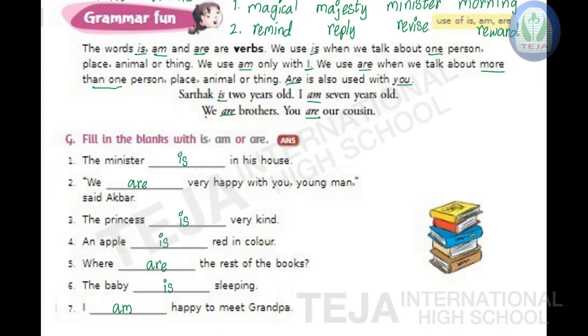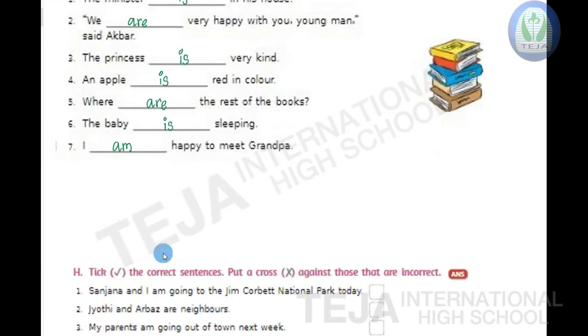Okay. Now let's read the fill in the blanks, children. Here first one: The minister is in his house. Second one: We are very happy with you, young man, said Akbar. Third one: The princess is very kind. And fourth one: An apple is red in color. Next: Where are the rest of the books? The baby is sleeping. And the last one is I am happy to meet grandpa. So that is about bit G. Fill in the blanks with is, am or are.